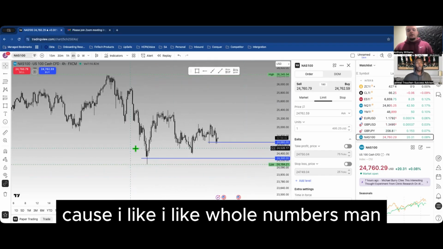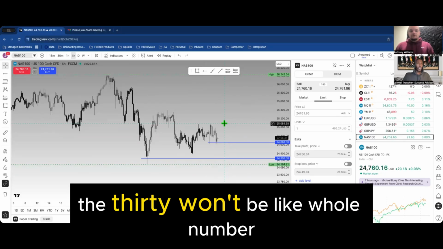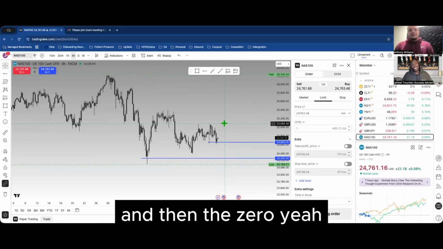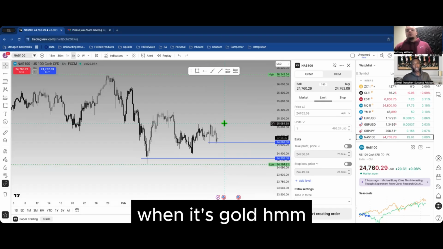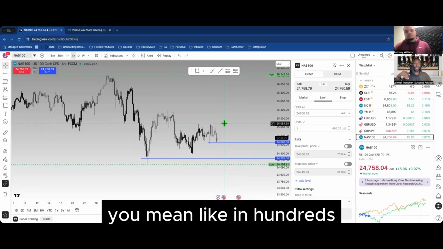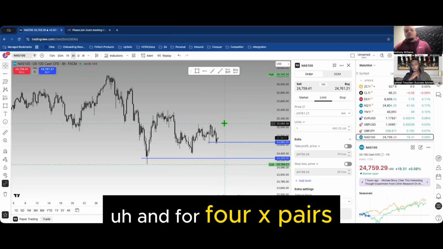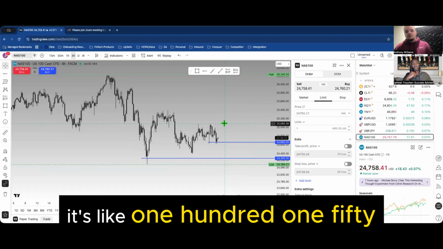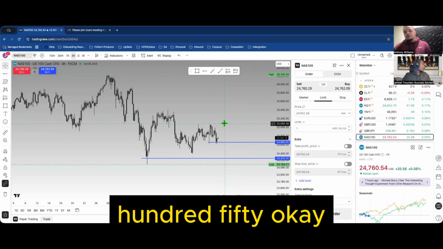I like whole numbers, man. I really do. So if I enter that, the 30 won't be a whole number? And zero is whole? Yeah. Well, I only do the 10, 20, 30, 40, 50 when it's gold. Okay. So when you say whole number, you mean hundreds, like for NAS 100, US 30, SPX. And for Forex pairs, it's like 100, 150, 200, 250, 300, 350. 150. Okay.